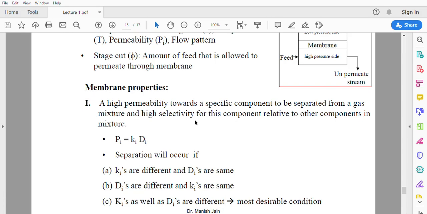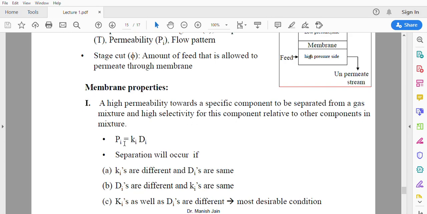And if your selectivity is low, suppose your permeability is very high, a lot of gas will pass through the membrane, but your selectivity is low. Selectivity means how much separation occurs. If both types of components permeate through the membrane, then you will not get any separation. So you need the higher selectivity as well as the higher permeability. That is the desirable property of the membrane. Okay, so how will it occur?